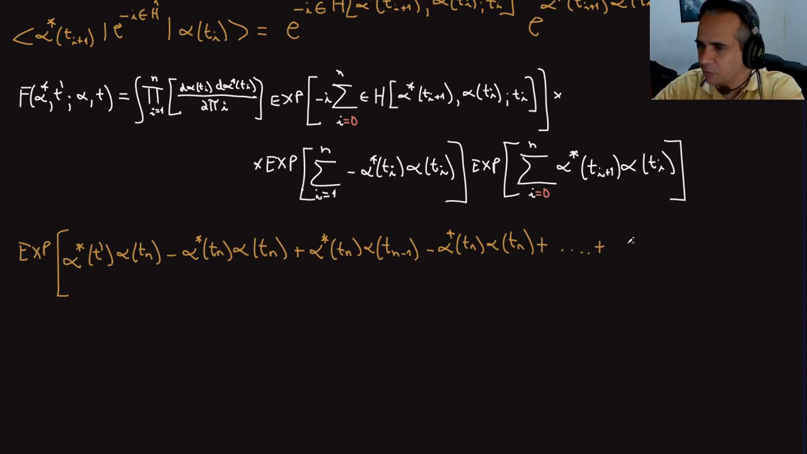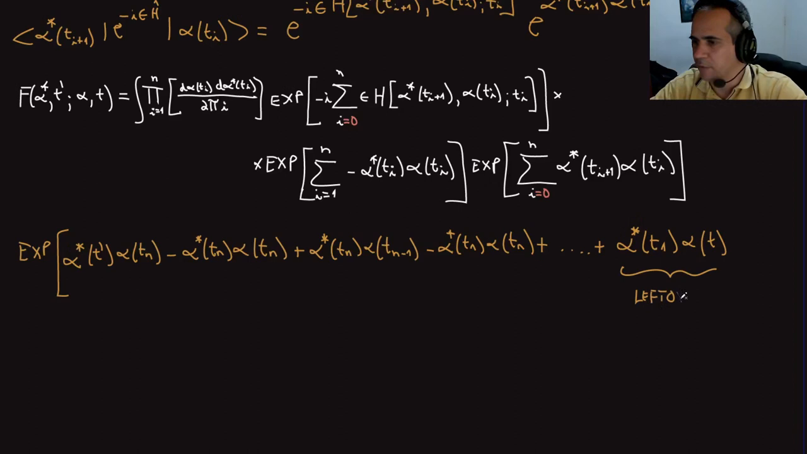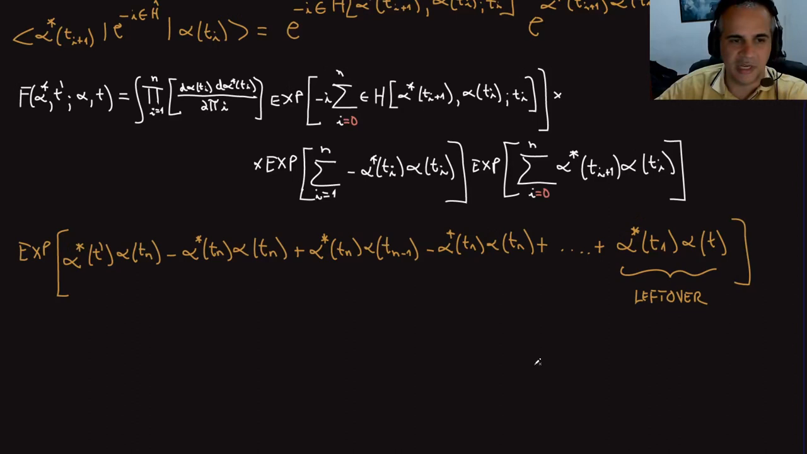there's a leftover term, which is for i equals 0, just t_1 alpha t_0, which is t, right? t_0 is the initial time for my f. So this guy is leftover. It's a leftover term. I couldn't group this guy as a derivative. Other than that, it's very similar to what we had in the momentum path integral.